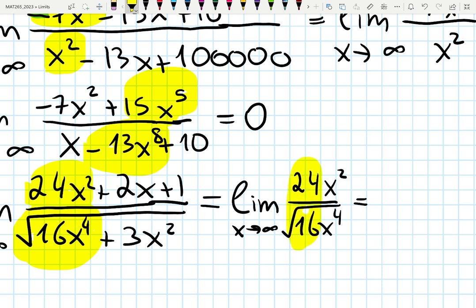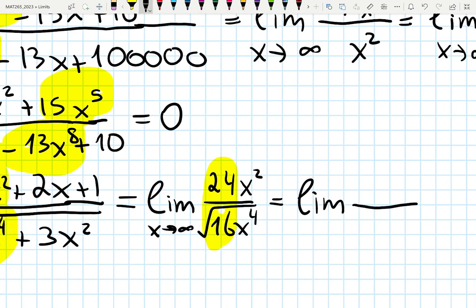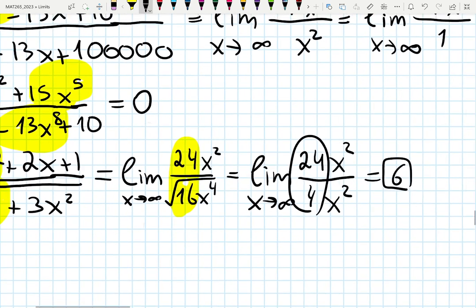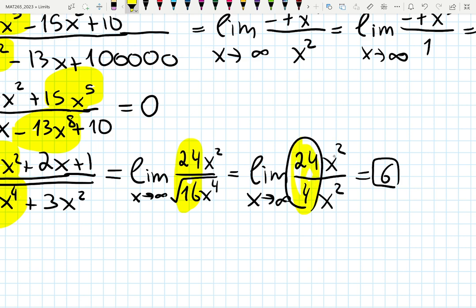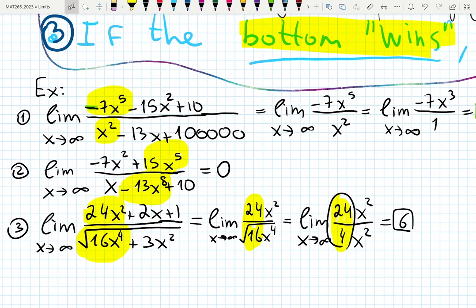24 over 4, or 24 over square root of 16. I will write it down carefully, but I would stop here if you can see the answer. 24x squared over 4x squared. Boom. The answer is the ratio of the leading coefficients, which is, that's the hardest question. What is 24 over 4? 6. That makes sense, and this is how fast you can do it without multiplying or dividing by the highest power of this and that and this and that.